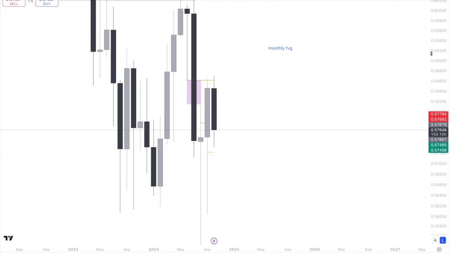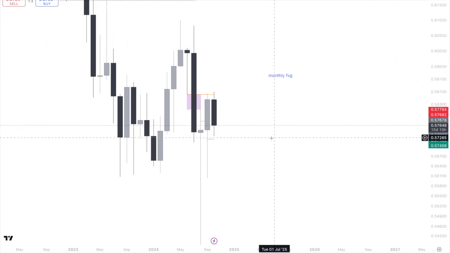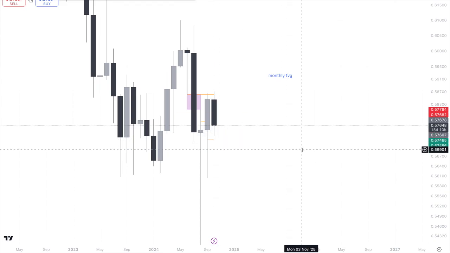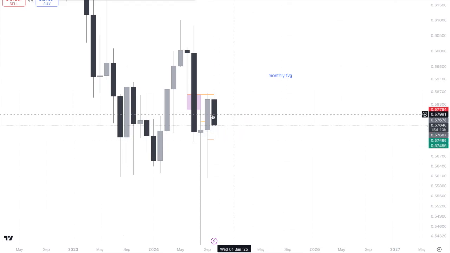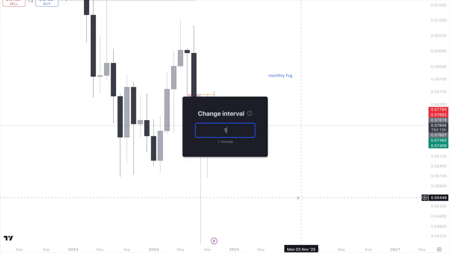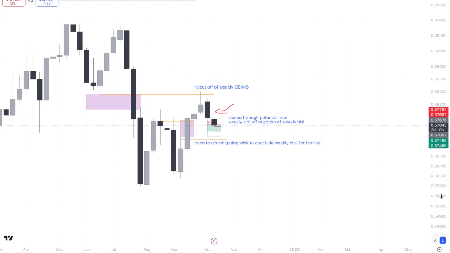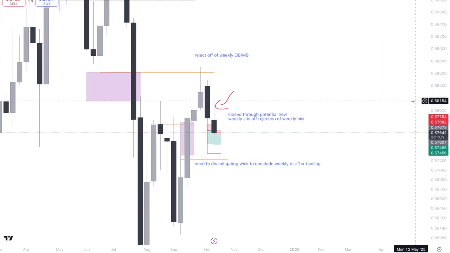So on the monthly, it looks like it's going to be quite a nice 2CR there, but there's quite a long time to go until this monthly candle is done. So monthly pointing us downwards, really. Yeah, and here's where the graph starts to get more complicated.